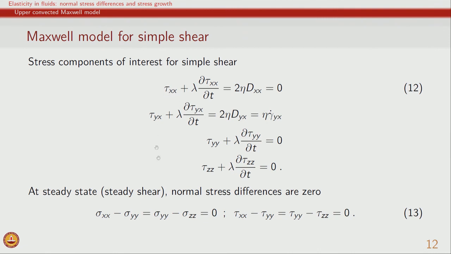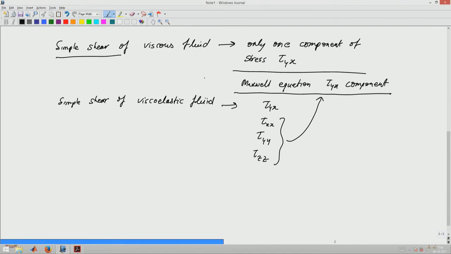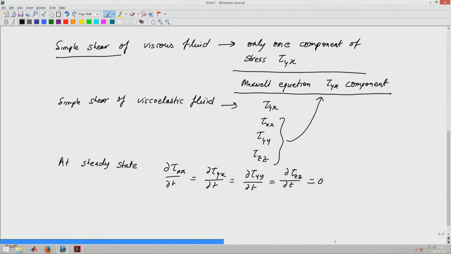And since we are looking at steady shear, at steady state, basically all these time derivatives will go away. So, at steady state we can set all the partial time derivatives to be 0. So, we have del tau xx by del t, del tau yx by del t, del tau yy by del t, del tau zz by del t, all 0.